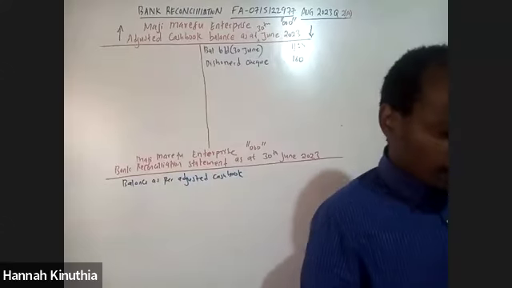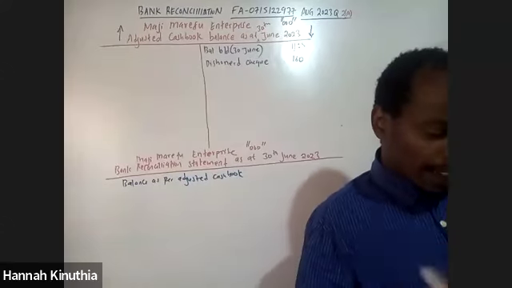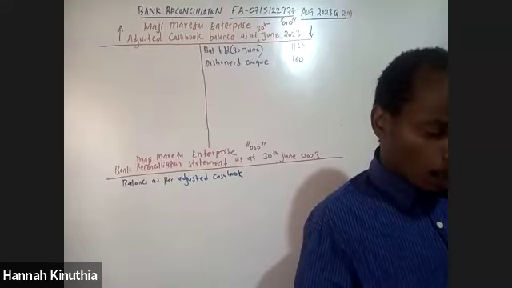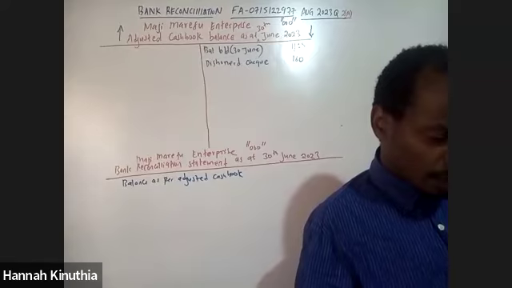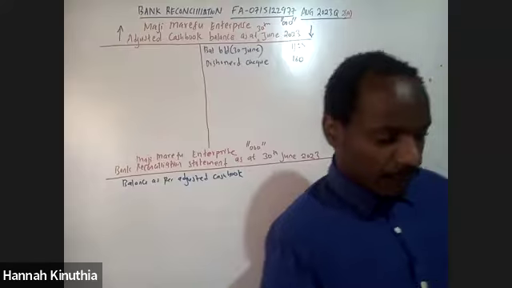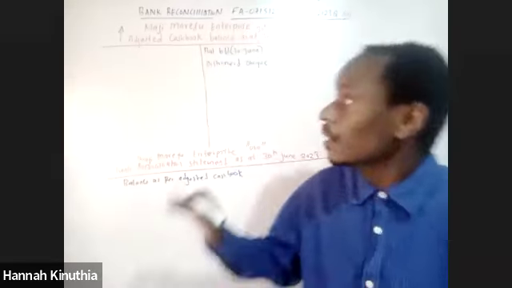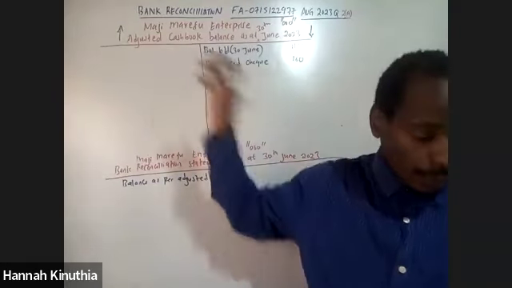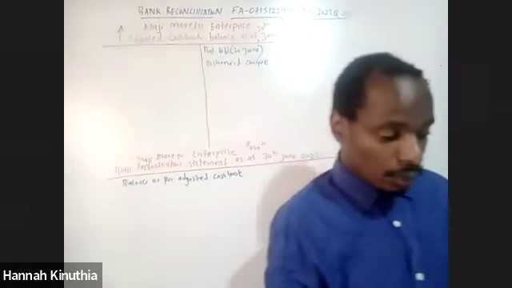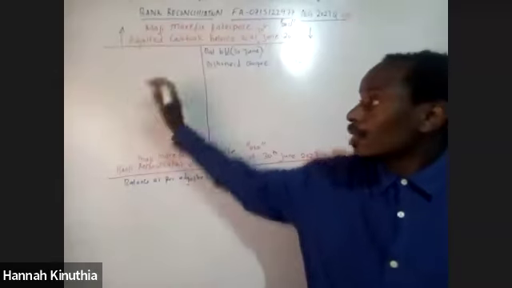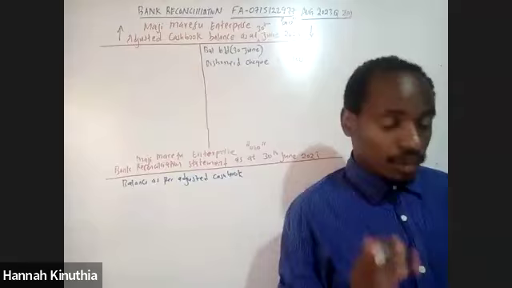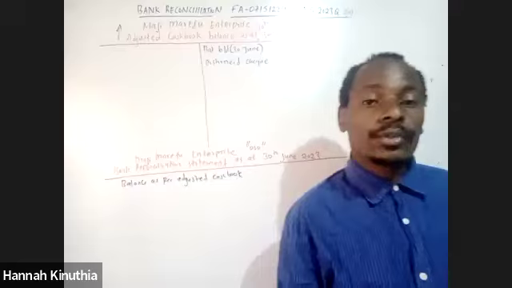Number 2, during the month of June 2023, a dividend amount to 124,000 were credited directly into the bank account, but no entry has been made in the cash book. Now, dividend received. Now, when we credit our cash book, our cash book will increase. Our cash book is supposed to increase. Now, no entry was made in the cash book.